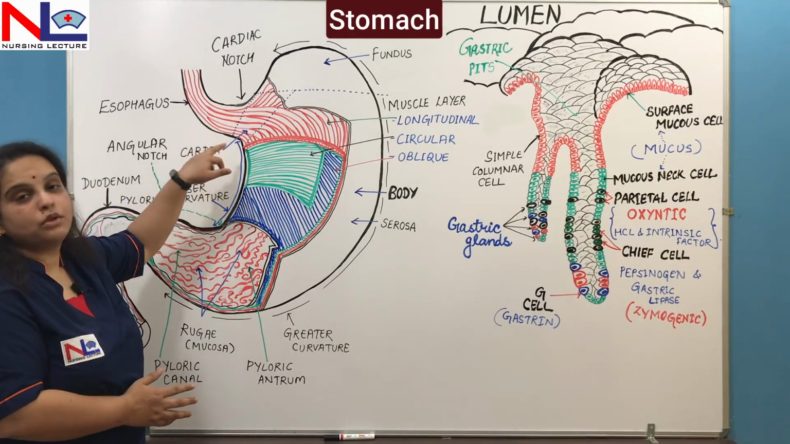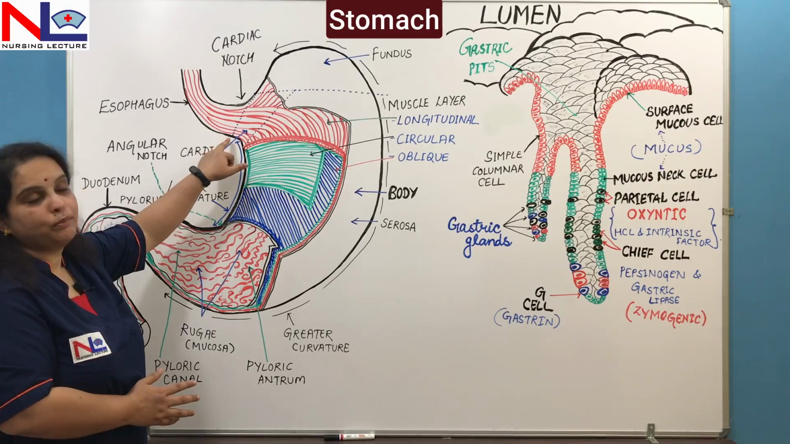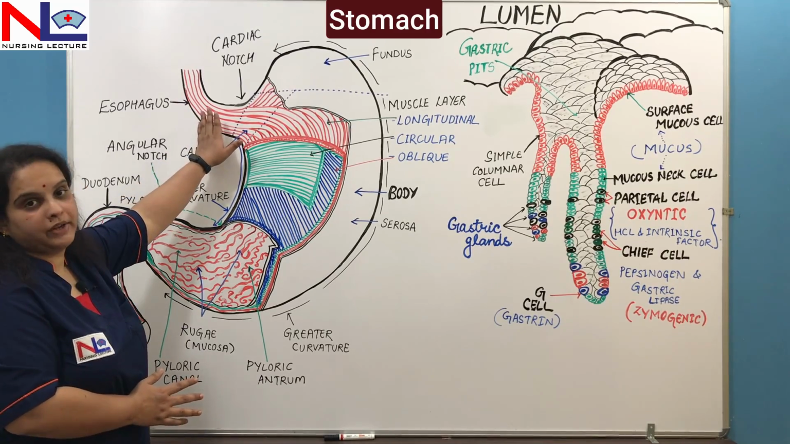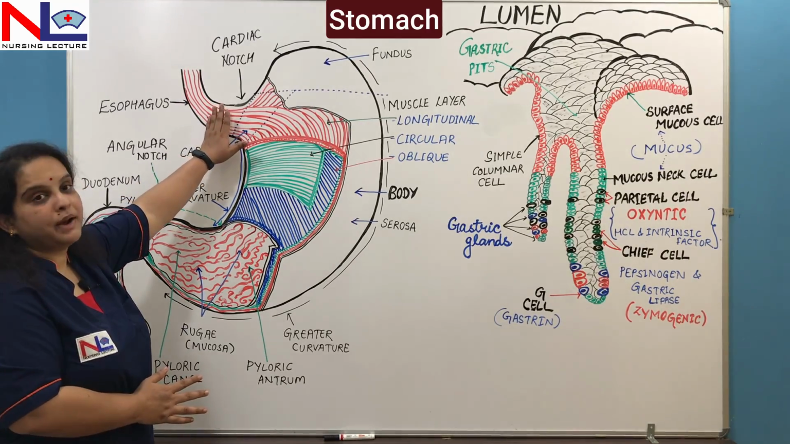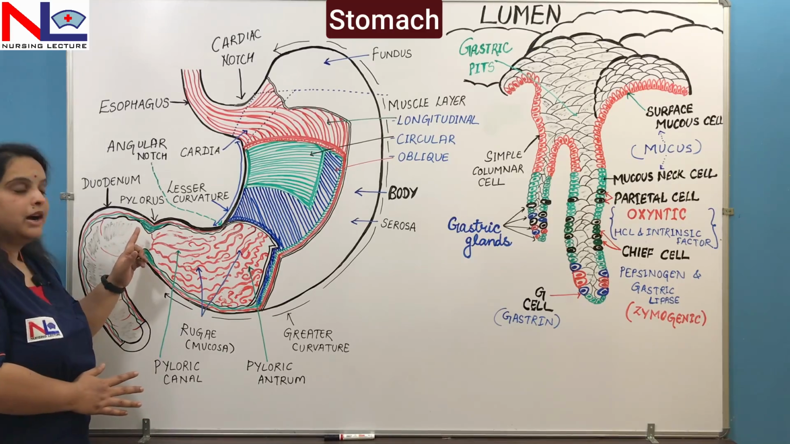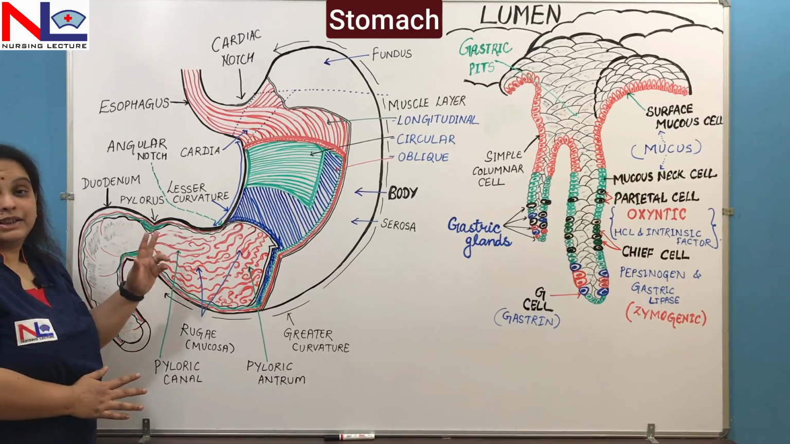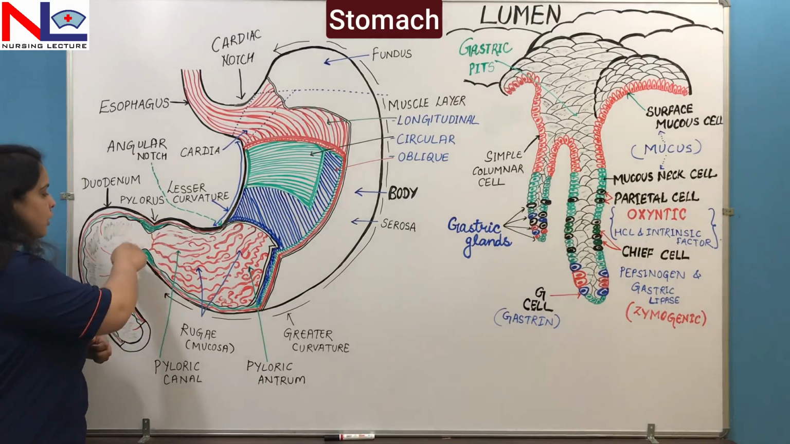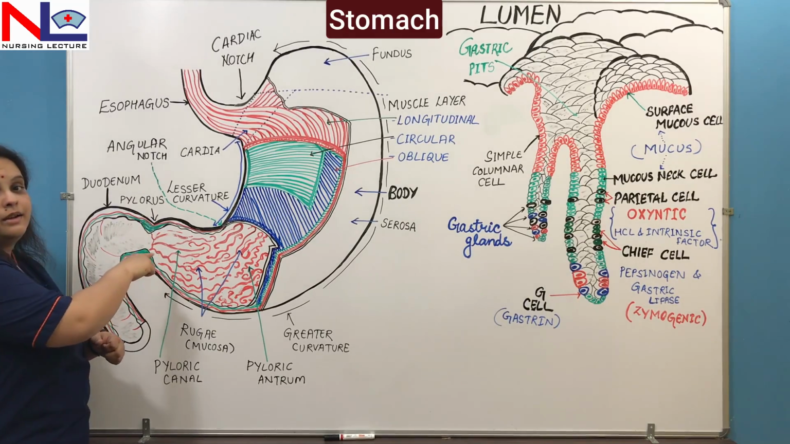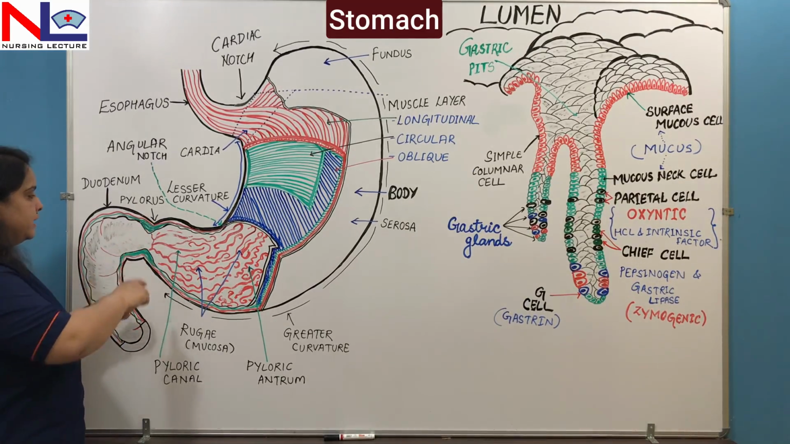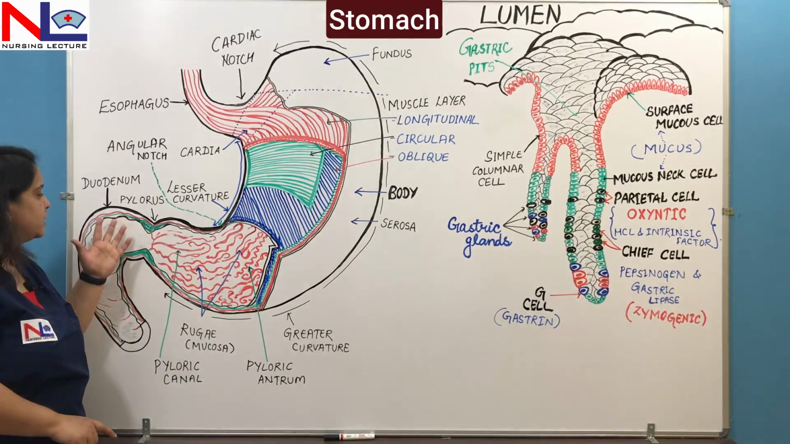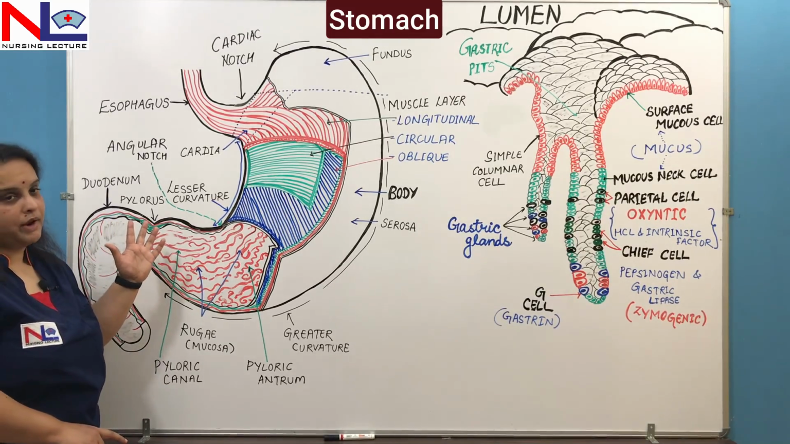Now we'll see there are 2 orifices and 2 curvatures in the stomach. The orifices or openings are the cardiac opening, where it connects with the esophagus on the upper part, and the other sphincter or opening is called the pyloric opening or pyloric orifice, which connects the pylorus part of the stomach to the duodenum.